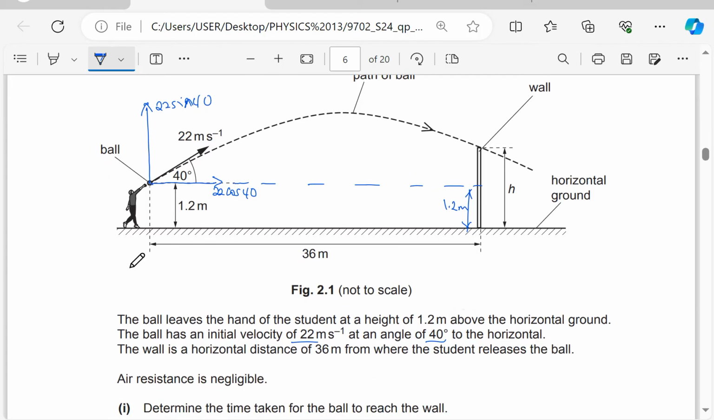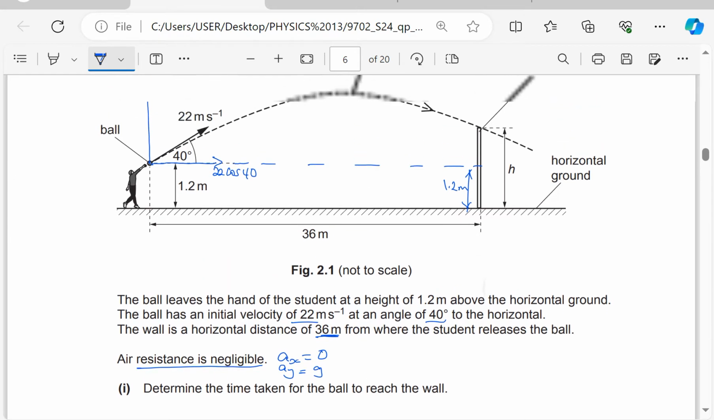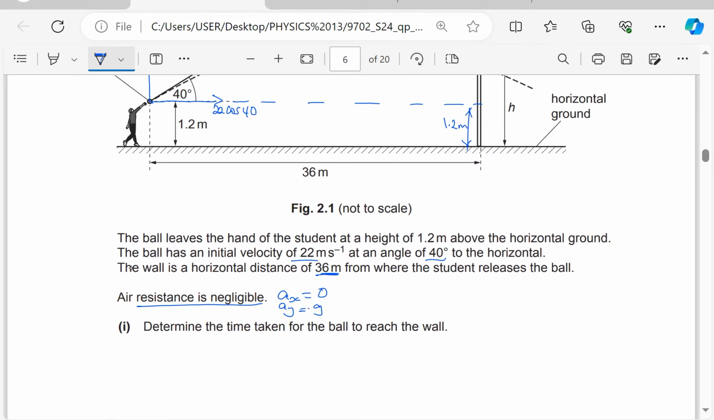The wall is a horizontal distance of 36 meters from where the student releases the ball. Air resistance is negligible, which means the equations of motion can be used since the acceleration of course, in the horizontal acceleration is 0. The acceleration in the vertical is going to be the acceleration due to gravity, which is going to be, since it initially goes up, so it is going to be negative g.